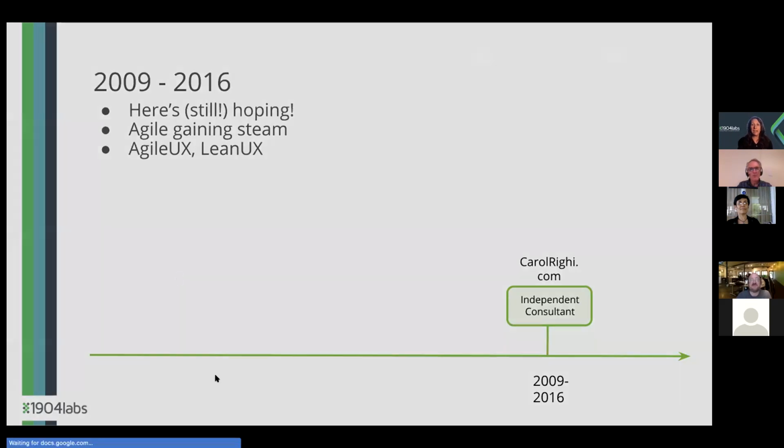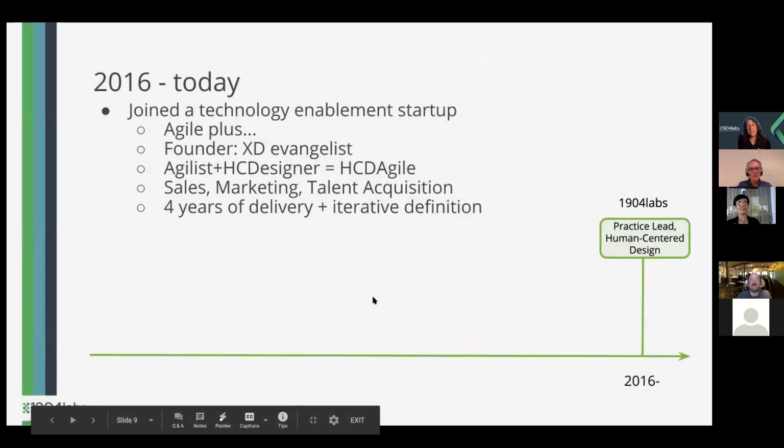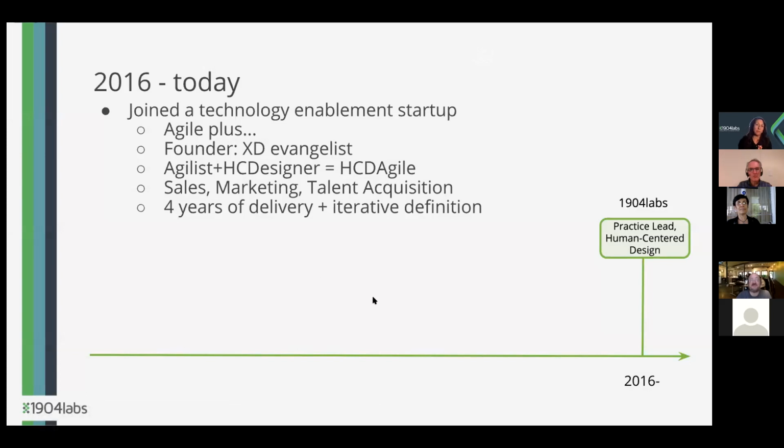And then finally, in 2016, I joined a startup software development company, 1904 Labs. The company focuses on Agile development as its foundation. But what's different now for me can be attributed to several different factors. I think the most important one is that the founder of the company previously headed up an experience design company. It wasn't a software development company. Through that, he really drank the Kool-Aid.